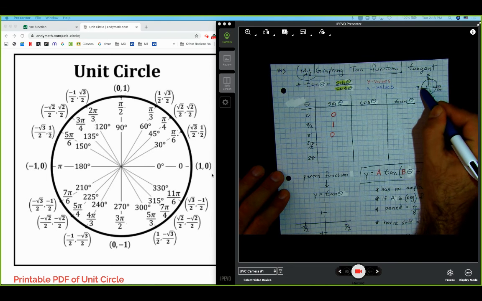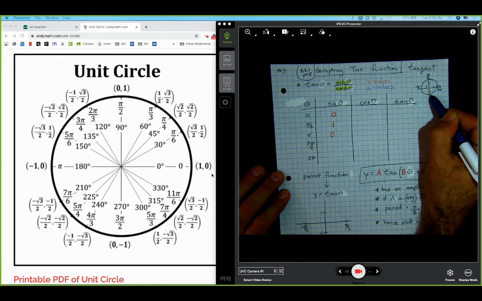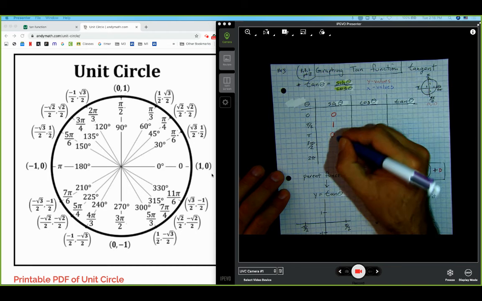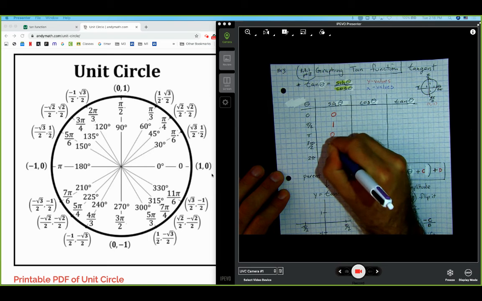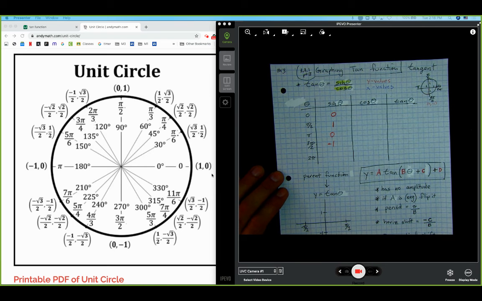Get all the way to 3 pi over 2. I'm down 1. The y value is down here. It's 0, negative 1. The y value is negative 1. So I'm going to put in here negative 1.